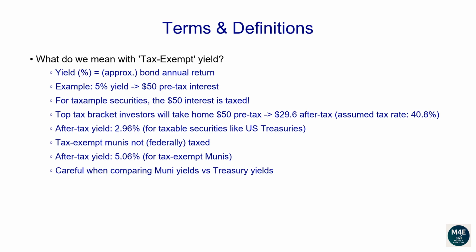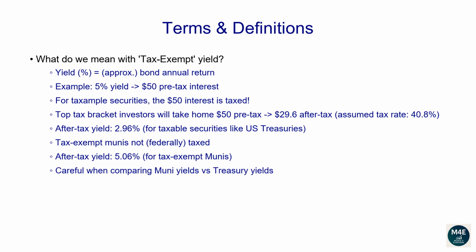What do we mean with tax-exempt yield? Yield is one way to measure how much return you earn each year when you invest in a bond. Meaning, yield is usually an annualized measure. For example, if you invest $1,000 in a bond with a 5% yield, and it matures in 1 year, you'll get $50 in interest plus your $1,000 back 1 year from now.